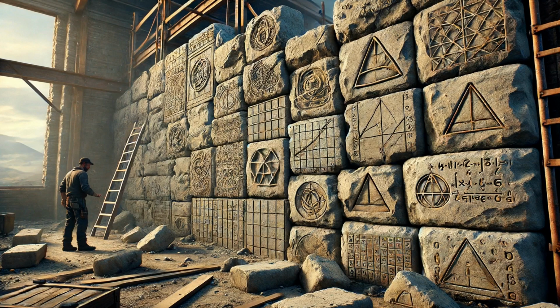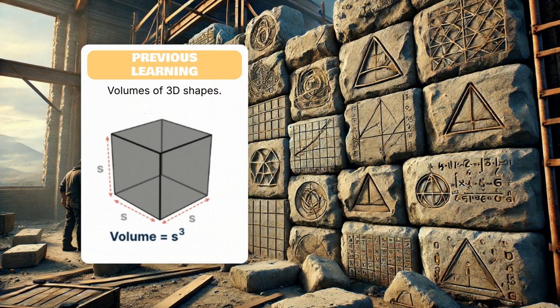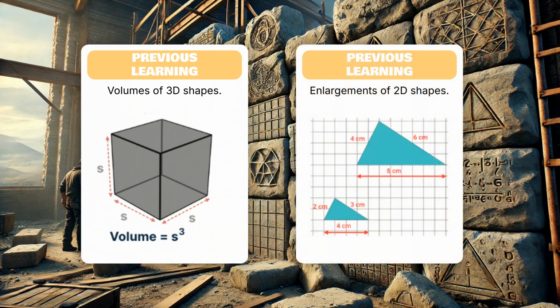In our previous lessons, we've developed a solid understanding of volumes of 3D shapes. We've learned how to calculate volumes of various geometric solids, and enlargements of 2D shapes. We've understood how scaling affects dimensions and areas in two-dimensional space. With this strong foundation, we can now delve into how these enlargements affect not just the surface areas, but also the volumes of three-dimensional figures. This skill is particularly useful for solving problems that involve scaling objects up or down in real-world contexts.